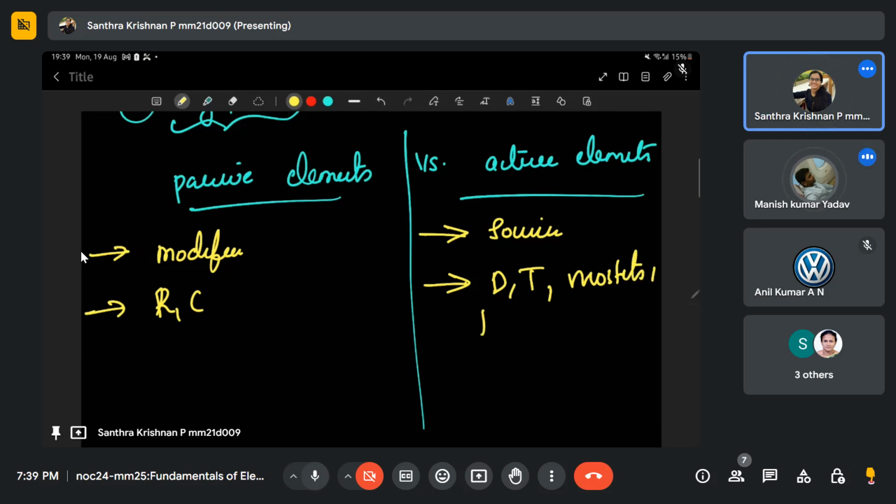MOSFETs, BJT. Inductor is a passive element, no? Ma'am, why are we not fabricating inductors in an IC? An inductor is not fabricated, but certain regions I believe will be doped to act as a dielectric layer. That is what I remember. The reason I'm not sure.